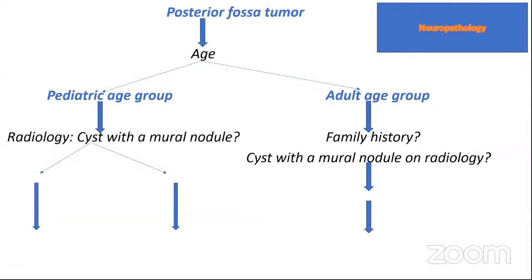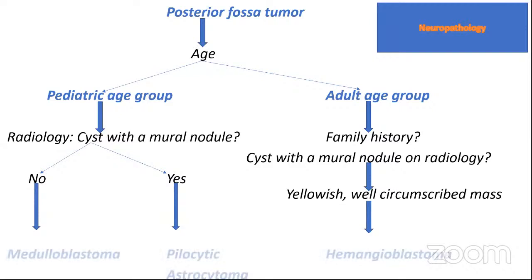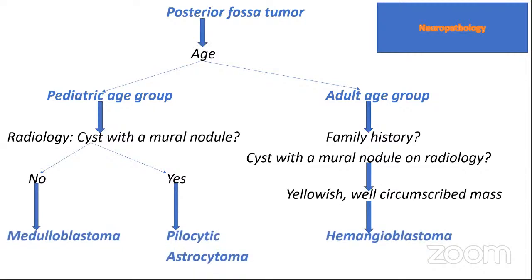And here is where the radiology would help you. If you are seeing it as a cyst with a mural nodule, your index of suspicion for it to be a pilocytic astrocytoma would be higher as compared to medulloblastoma. Obviously, in this case, it would not be very difficult even to differentiate pilocytic astrocytoma from a medulloblastoma because they are really very different tumors on histomorphology. But this is how, even before seeing the slide, you could probably guess what you are more likely to look at. Similarly, if it's an adult group tumor and if it somewhat looks yellowish and well circumscribed, and if there's a family history of VHL, you are going to think of hemangioblastomas.